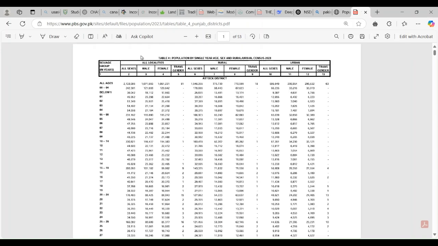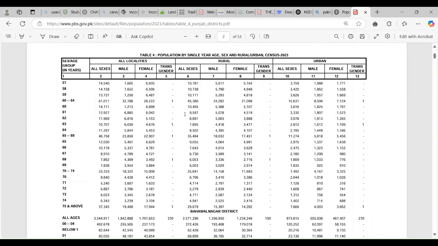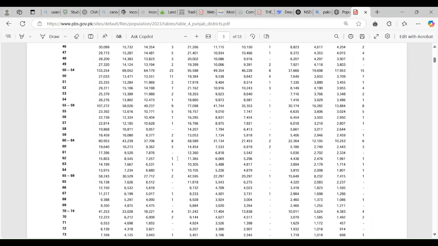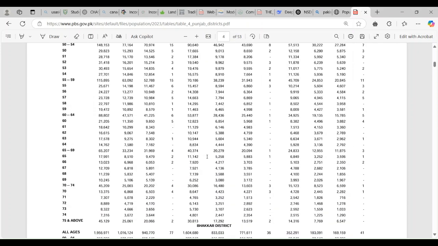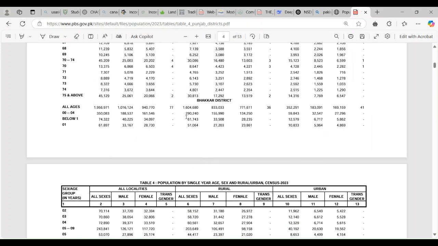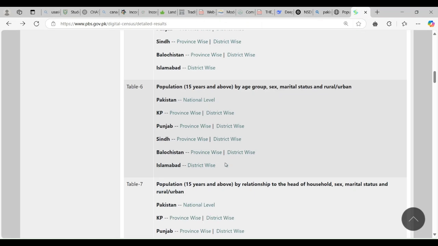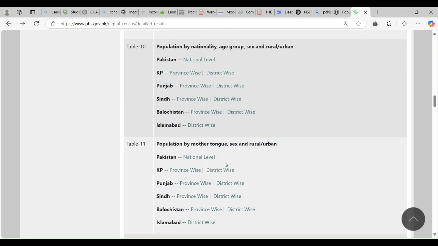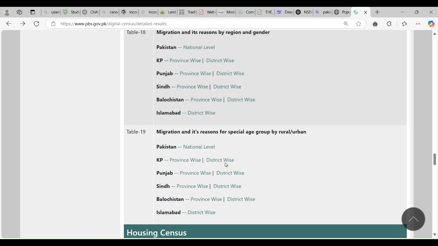For example, if you look at the district name, this is all ages, and in the middle you see the Bahawalpur districts, and then it changes: Bahawalpur, Bahawalnagar, and then Bakhar, and this continues with those kinds of tables. And the most interesting tables in this census, for GIS people or for mapping purposes, are basically the last few tables.